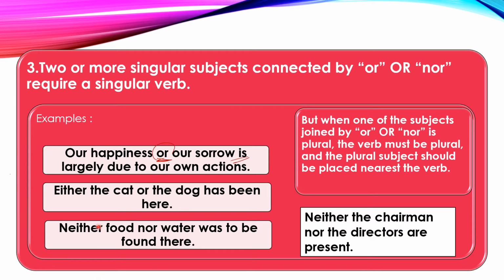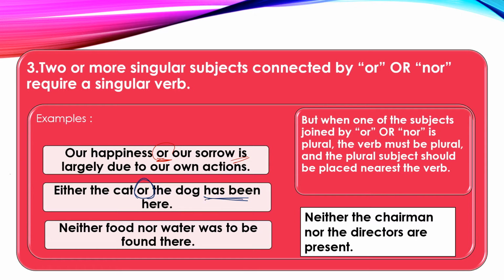Second example: Either the cat or the dog has been here. As you can see, or is used between the cat and the dog. So they are actually two different subjects. The cat is a different subject and the dog is also a different subject. They are joined by or here. That's why we will go for singular verb form, that is has been. Instead of have been, we have used has been here, right?